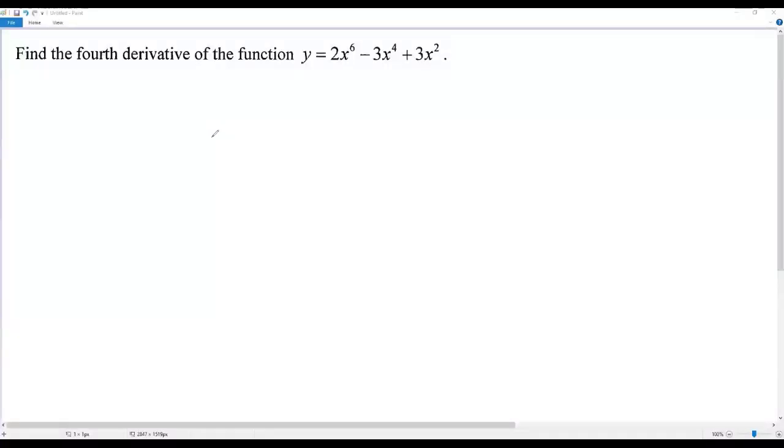Here we have an AP Calculus AB problem. Okay, let's go to the question. Find the fourth derivative of the function y equals 2 times x to the sixth power, negative 3 times x to the fourth power, positive 3x squared.